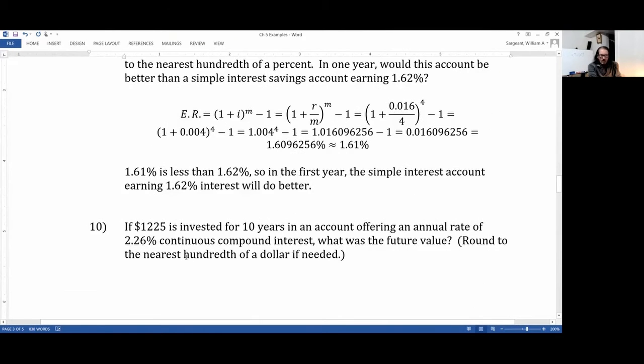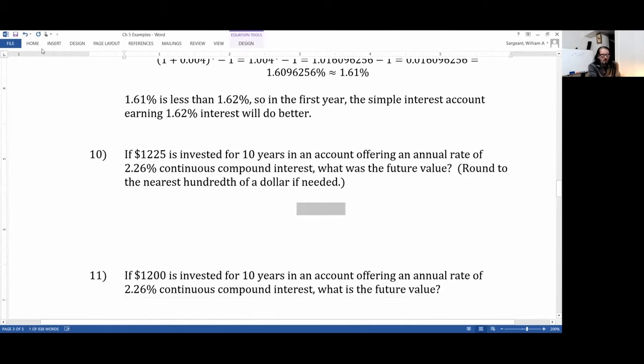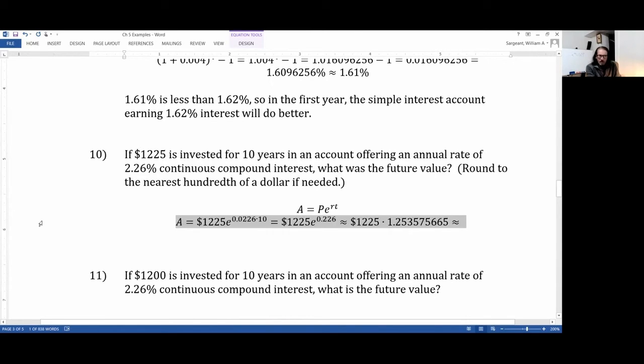Now we want to talk about continuous compound interest. Although interest is being computed at every moment of time, the formula is actually nicer. And so we're putting in 1,225 for the principal or present value, and we are given the annual rate of interest, convert that to a decimal by moving 2 to the left, and we're looking to compute the future value. Whether I call that A or F, it doesn't matter.